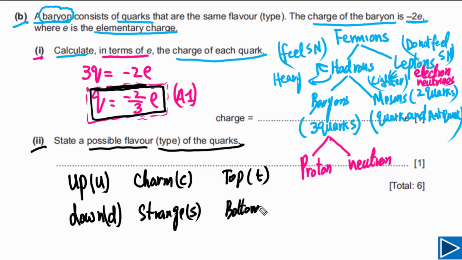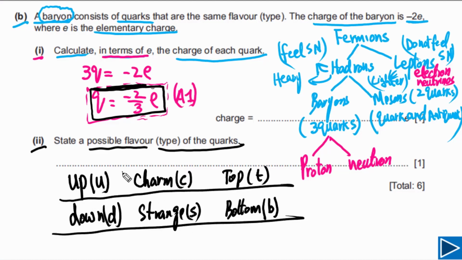Top and bottom, they belong to the third generation. Meaning first we discover up and down quark, they belong to the first generation. Then we discover charm and strange quark, they belong to the second generation. Top and bottom were discovered at the end, so they belong to the third generation. Top and bottom. The symbol for bottom quark is b. Now, if you look at the charge of these quarks. So this is the first, second generation, and this one is the third generation.